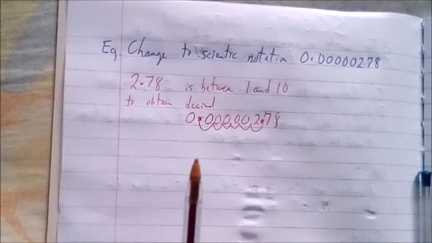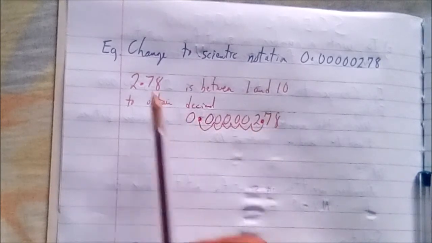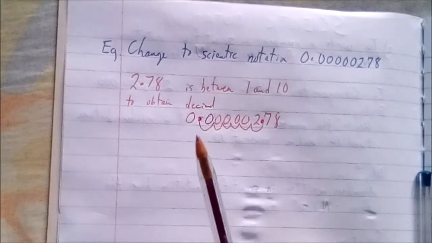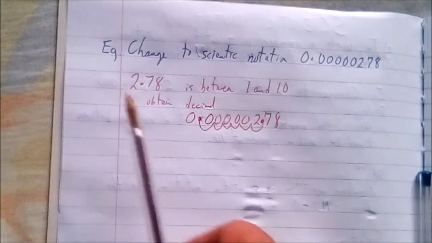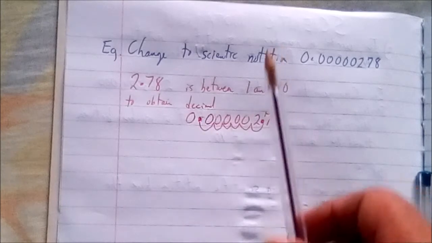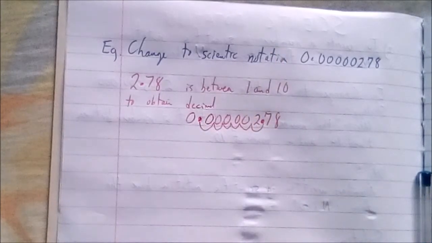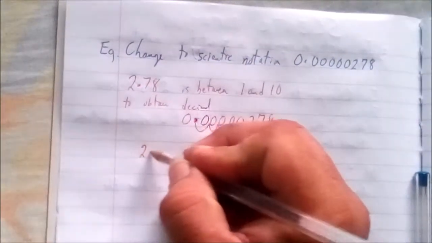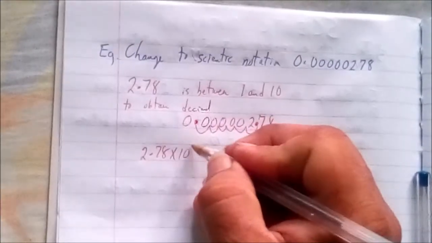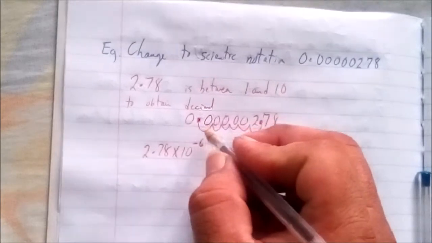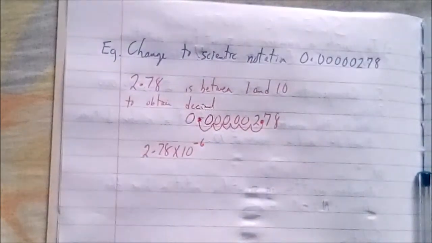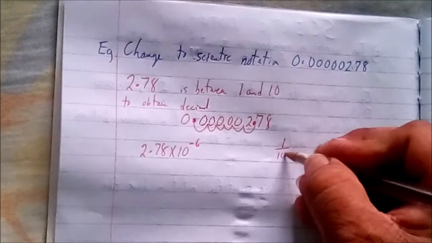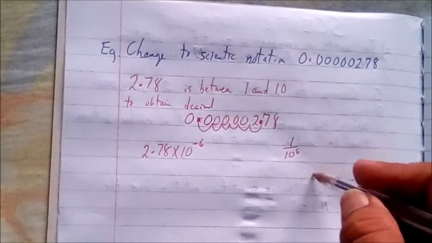We can accomplish this by dividing 2.78 by 10 to the 6th power, which is equivalent to multiplying 2.78 times 1 over 10 to the 6th power. Or simply, remember, because we moved to the right hand side, this is actually 2.78 times 10 to a negative 6 power. So if I move the decimal point towards my left hand side, I need to make the power negative. 10 to a negative 6 can also be seen as 1 over 10 to the positive 6. Remember the laws of indices.